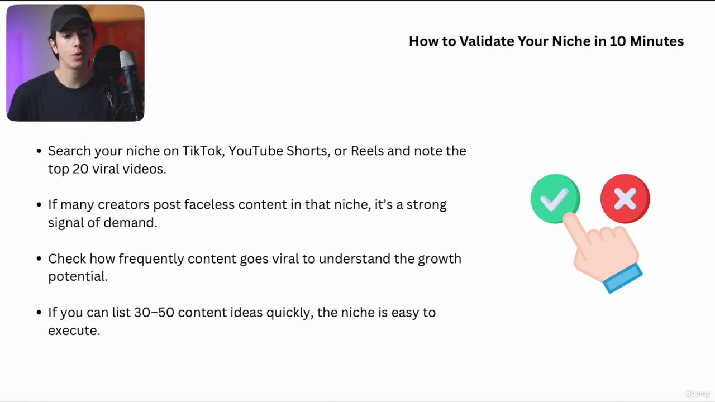So check how frequently content goes viral to understand the growth potential of your niche. And if you can list 30 to 50 content ideas quickly, the niche is super easy to execute. You can also brainstorm different niches and brainstorm ways to validate your niche with AI and GPT. Really, it's not that hard. But again, an awesome way to perform research is to just get in these algorithms yourself and start not only mindlessly consuming content, but also, in the back of your mind, checking out content from the stance of a content creator.